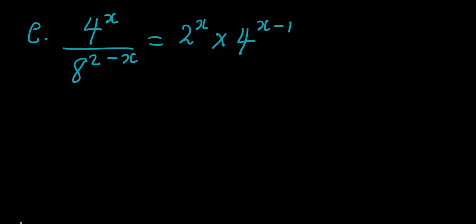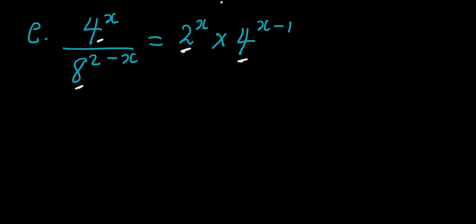All right, so over here we have question E, which is 4 exponent x over 8 exponent 2 negative x is equal to 2 exponent x times 4 exponent x - 1. So the smallest base we have here is 2. So we are going to change the 4 and the 8, all of them, to a base of 2 with different exponents.